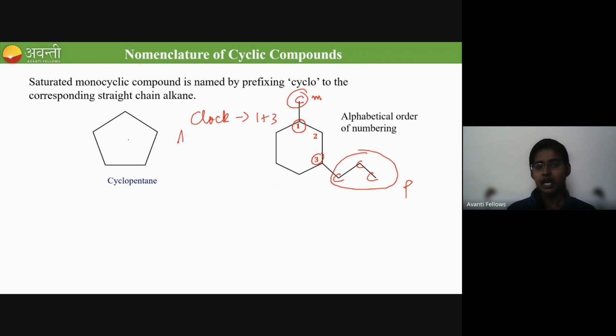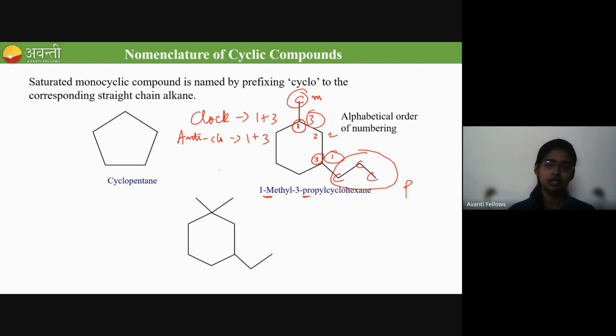If I go with anti-clockwise, what will I get? 1, 2, 3. So again, I am getting 1 plus 3 only for the substituents attached to carbon. So in this case, we have to go with the alphabetical order. So your name is correct. 1 methyl. M comes first in the alphabet, then only P comes. So it is 1 methyl, 3 propyl cyclohexane. Very good. So I'll give you one more compound.